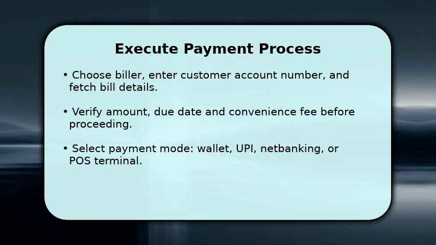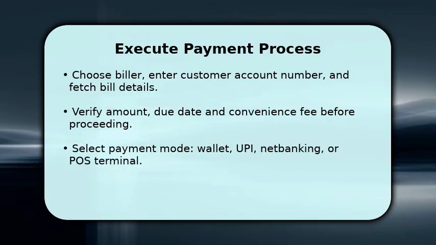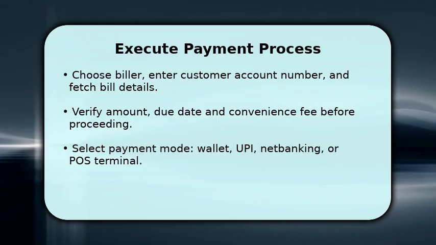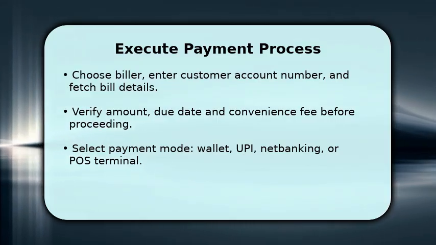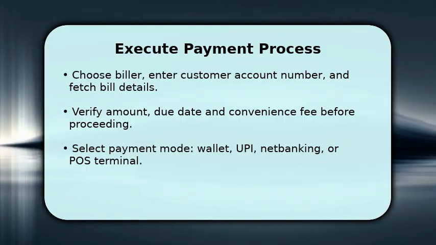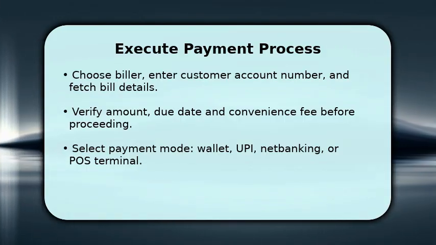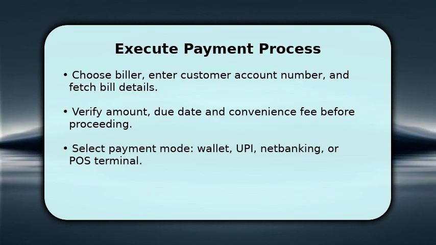After verification, select the payment mode, wallet or UPI for instant confirmation, net banking or POS if customer prefers. You should confirm payer identity and capture any required consent or OTP. Record the transaction reference shown by BBPS. If partial payments are allowed, clarify balance handling. Finally, generate and print or SMS the receipt for the customer.